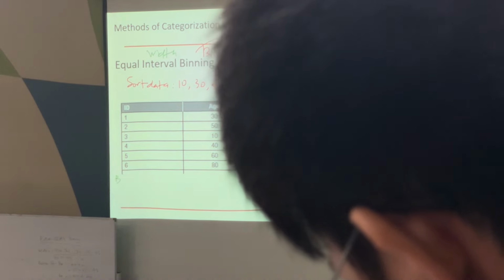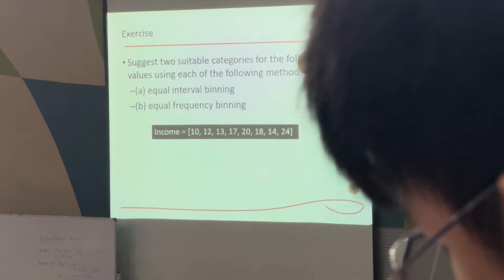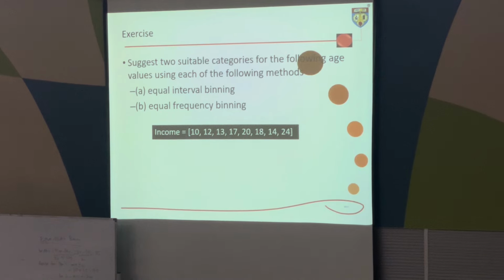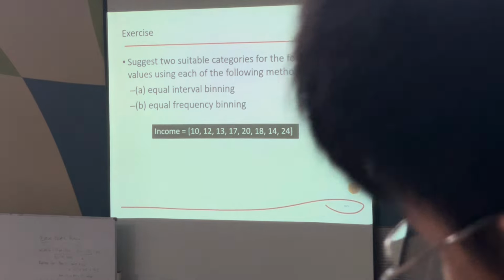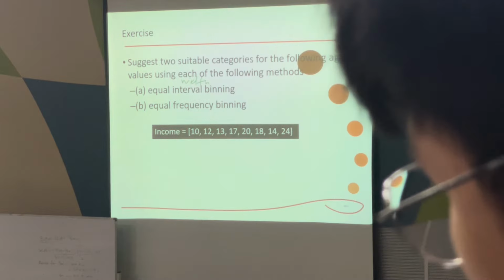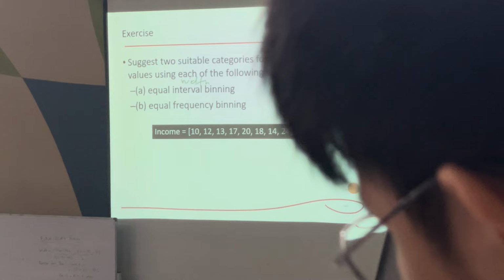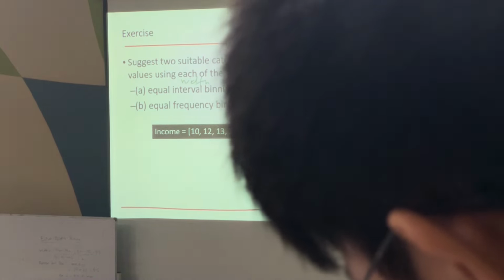Okay, so let's try another question. Try to categorize this data set of income by using equal width, equal interval is also equal width, and also equal frequency binning. So we have 7 data points. Assuming that the number of bins is equal to 3, so calculate.